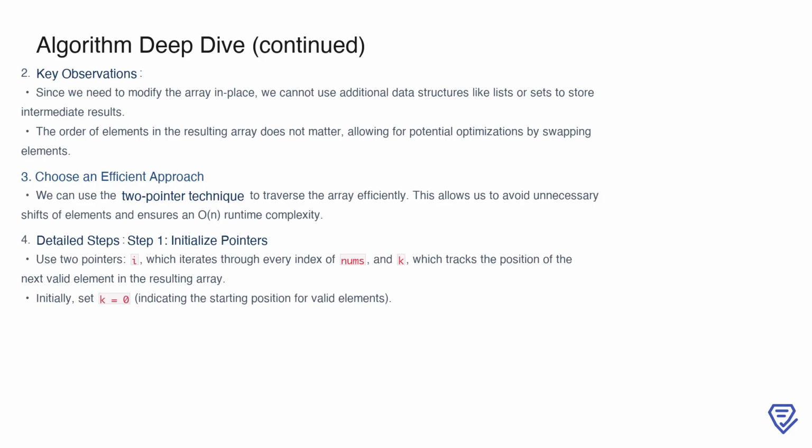To start, we initialize two pointers, i, which will iterate through the entire array, and k, which will track the position of the next valid element. Initially, k is set to 0, signaling the starting position where valid elements will be placed in the array.